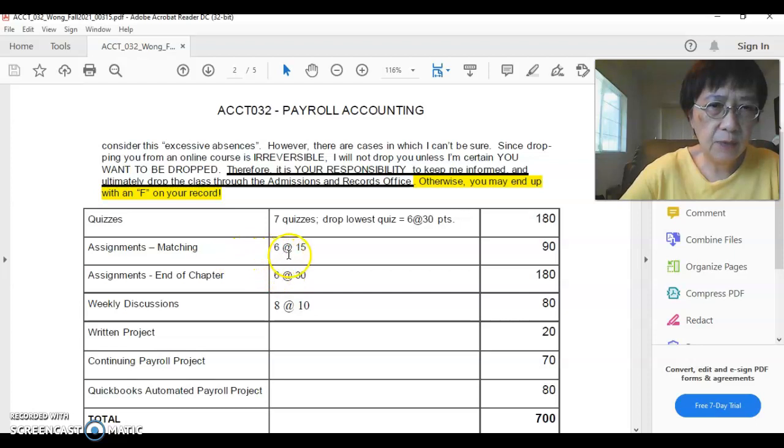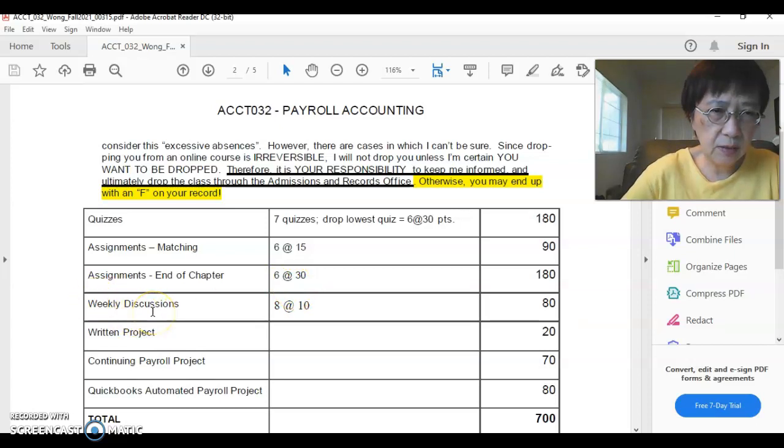On the matching, you have 6 matching because even though it's 8 classes, I have 6 modules in there. Modules 7 and 8 are for you to do all the homework. And the assignments are at the end of the chapter, 6 assignments, 30 points each.